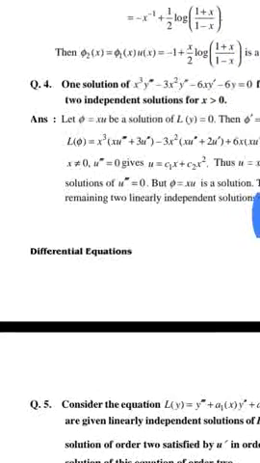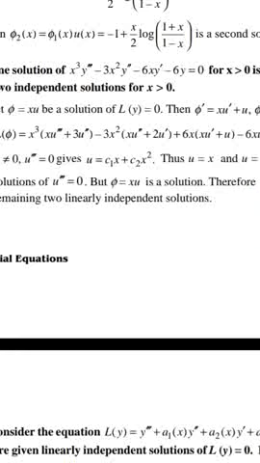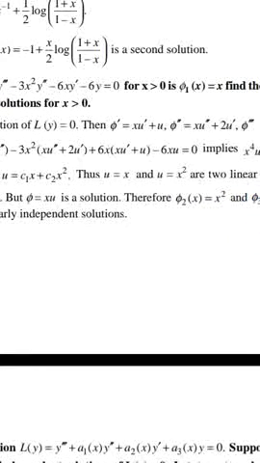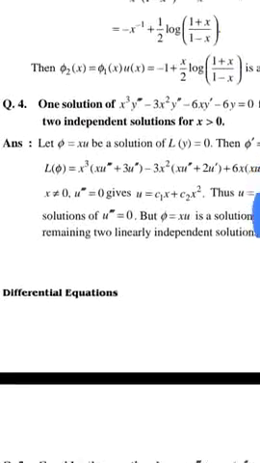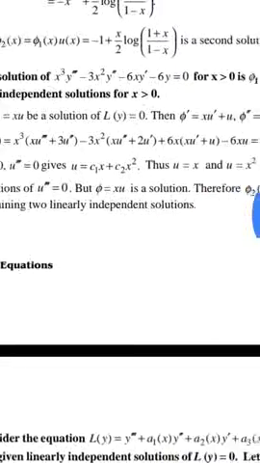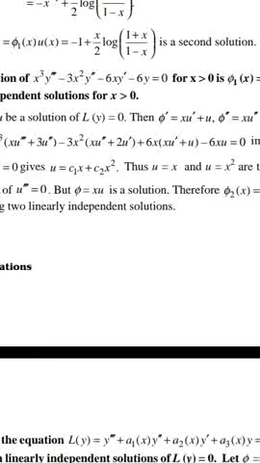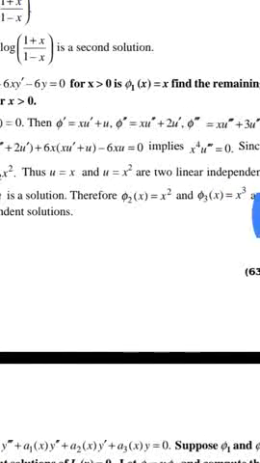Next question. One solution of x cube y triple dash minus 3x square y double dash minus 6x y dash minus 6y is equal to 0, for x greater than 0, is phi 1 of x is equal to x. Find the remaining two independent solutions for x greater than 0. Let phi is equal to xu be a solution of L of y is equal to 0.